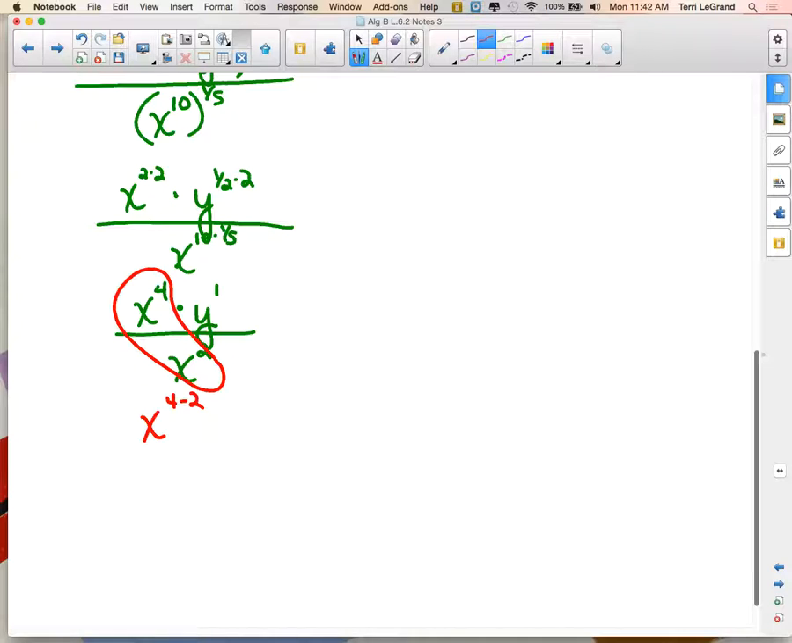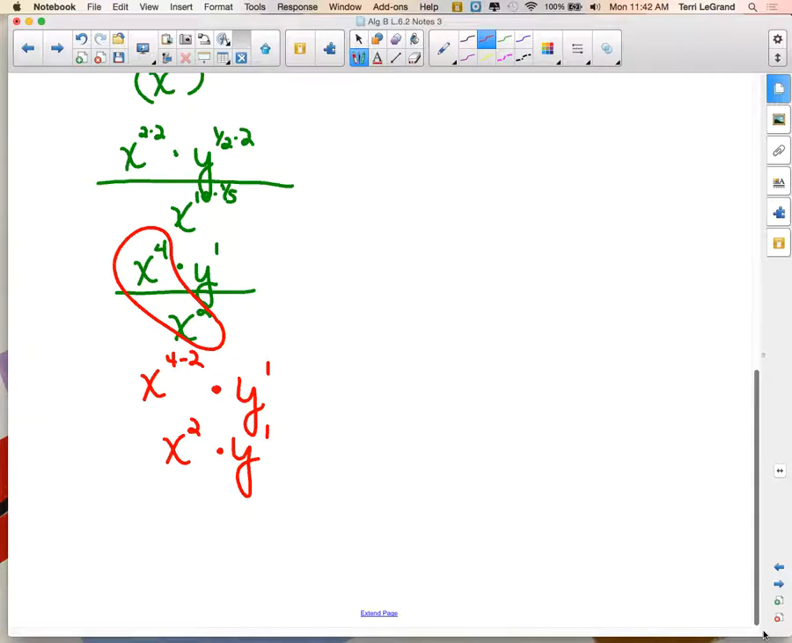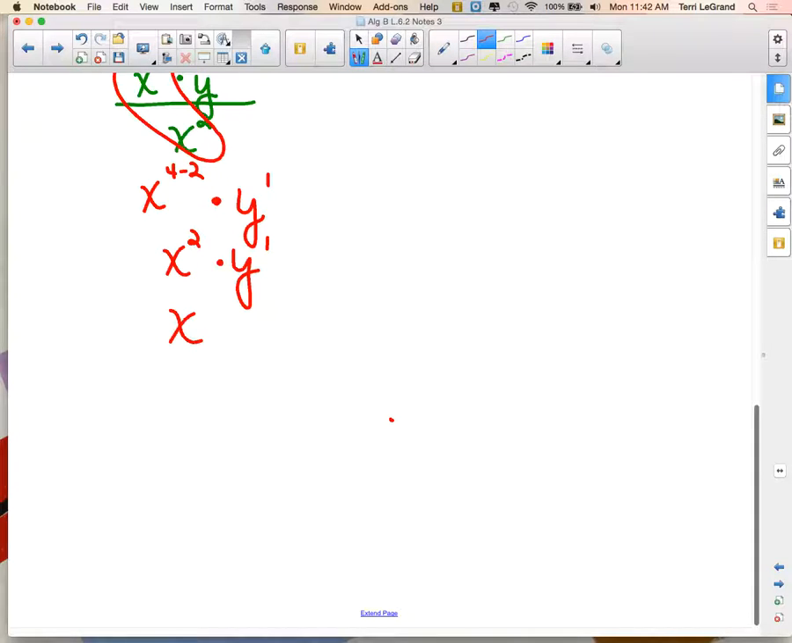And then that y to the 1st is upstairs, and it's a positive 1, right? So can it stay there? Can it stay upstairs when it's a positive power? Yeah. So this is going to stay y to the 1st. What does x to the 4 minus 2 power become? X to the 2nd. Let's clean that up. What will that look like? X to the 2nd power and just y. We don't need to have the power of 1 on it, do we? And we don't need the multiplication symbol. So there's our answer, x squared y.